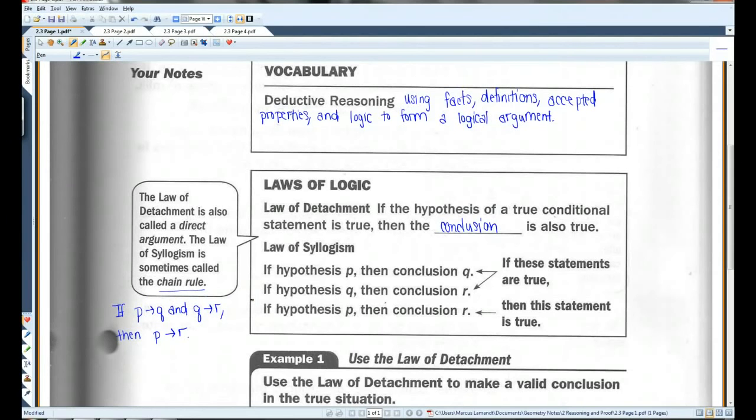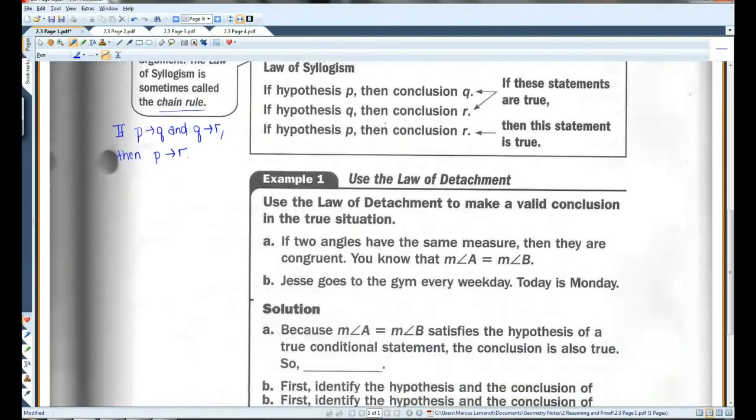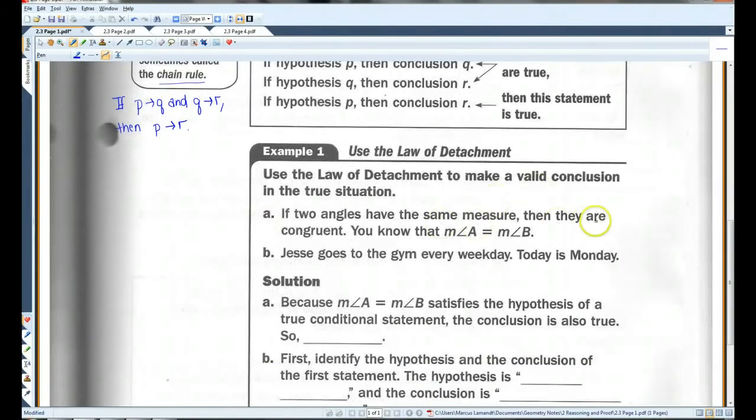Okay? So for example, if two angles have the same measure, then they are congruent. You know that the measure of angle A equals the measure of angle B. Because this satisfies the hypothesis of a true conditional statement, the conclusion is also true: angle A is congruent to angle B. Because if they have the same measure, then they're congruent. We know that they have the same measure. Therefore, they must be congruent.